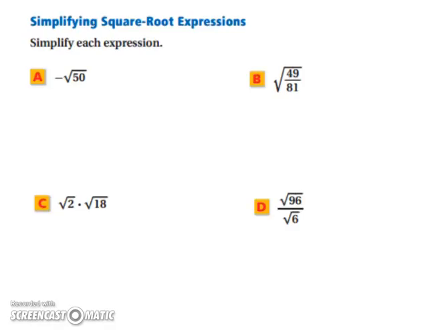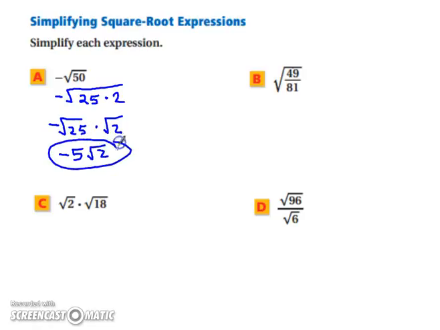Let's practice. So we're going to simplify each expression. Let's look at negative square root of 50. Well, we know that 50, if we leave our negative over there, is like saying 25 times 2. So that's the same thing as saying the square root of 25 times the square root of 2. Well, we know the square root of 25 is 5. So we've got negative 5 square roots of 2, and we've just simplified the expression.